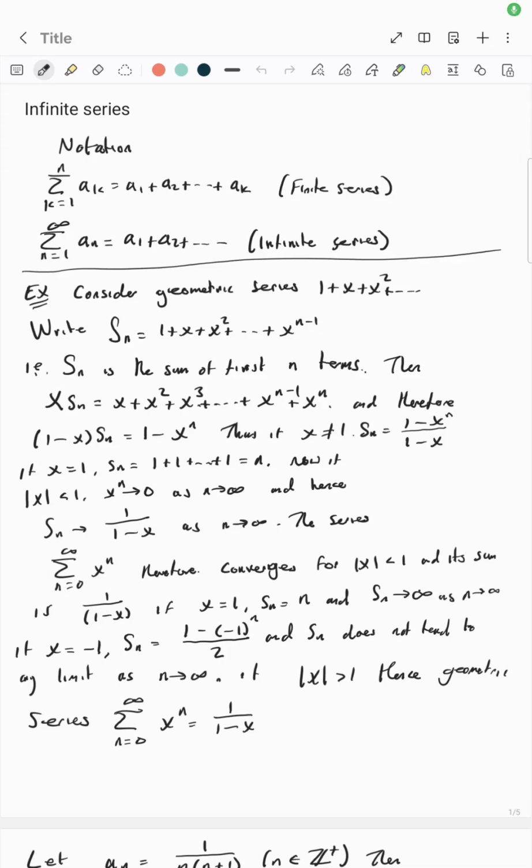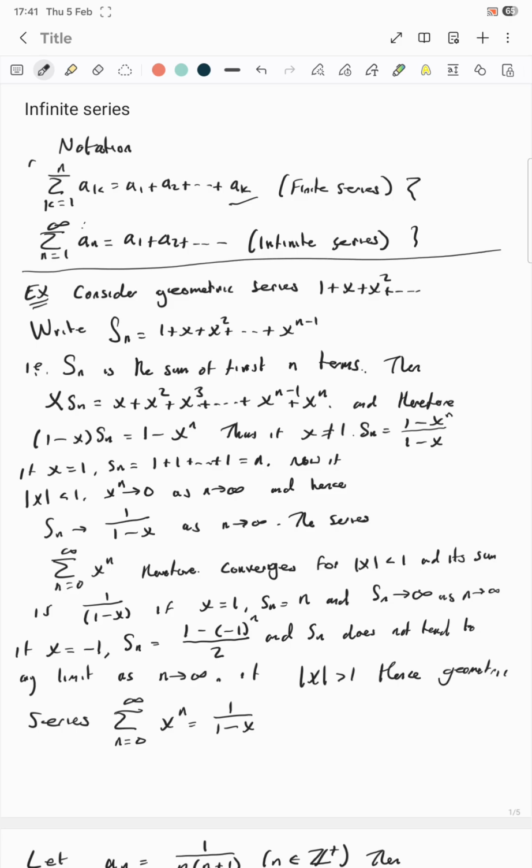This is infinite series. Just a quick note, this is a finite series, and this is an infinite series, because this terminates at k, from k equals 1 to n, and this goes to infinity as our sum. So here's an example. Consider a geometric series 1 plus x plus x squared plus dot dot dot.